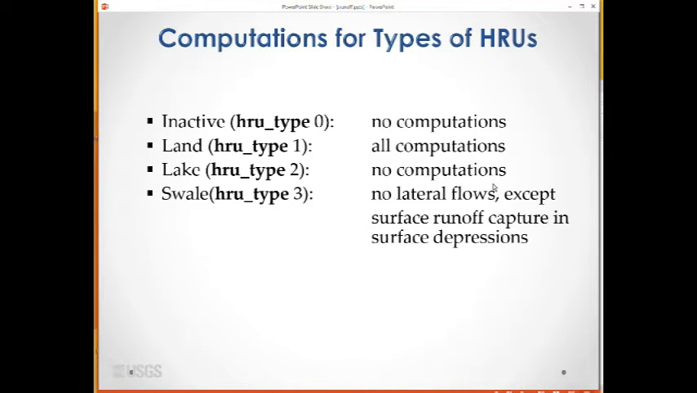PRMS has 4 types of HRUs: inactive, lake, land, and swale. The surface runoff modules have no computations for inactive and lake HRUs. All processes are computed for land HRUs. Lateral flows are not computed for swale HRUs. Thus, computations related to Hortonian runoff, except for surface depression runoff capture within an HRU, are not computed, while all other land HRU processes are computed.